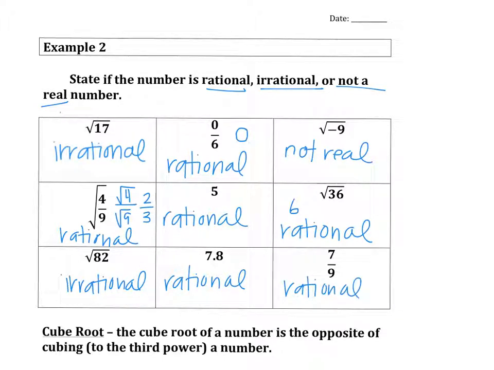So really the only weird ones you want to look for, so let's talk about this for a second. The irrational ones are the square roots of numbers we don't know, they're not perfect squares, or pi. Not a real number are the square roots of negatives, which remember don't exist, or if we were to divide by 0.